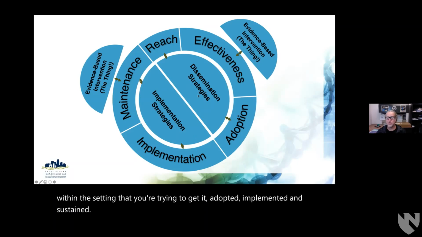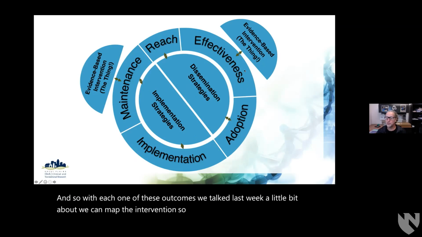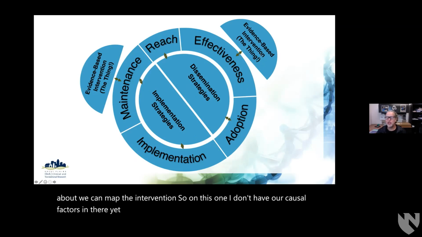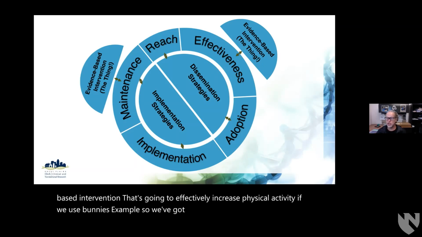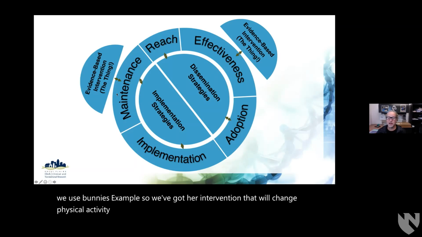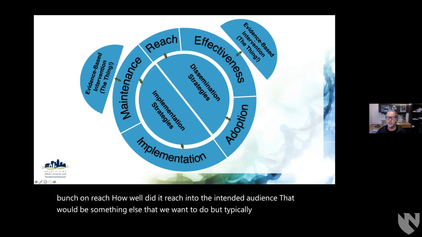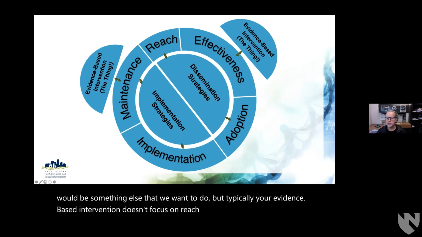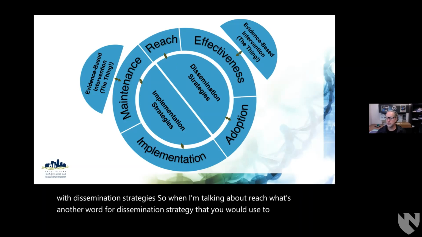And with each one of these outcomes, we talked last week a little bit about how we can map the intervention. On this one, I don't have our causal factors in there yet. I say, hey, we have an evidence-based intervention that's going to effectively increase physical activity, if we use Bunny's example. So we've got her intervention that we know will change physical activity behavior and sustain that. She didn't present a whole bunch on reach. How well did it reach into the intended audience? That would be something else that we'd want to do. But typically your evidence-based intervention doesn't focus on reach. Usually you need to come up with dissemination strategies. So when I'm talking about reach, what's another word for a dissemination strategy that you would use to enhance reach into your intended audience?